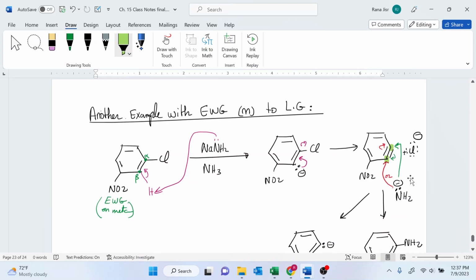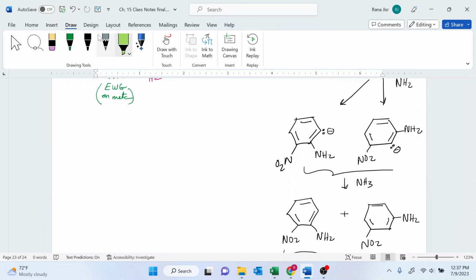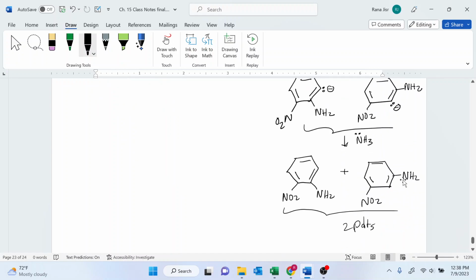Practice the mechanism because you are responsible for it. And you're going to end up getting both negative charges that you are going to protonate in order to get to the product in this case. There are additional examples in the problem set. Please practice those.